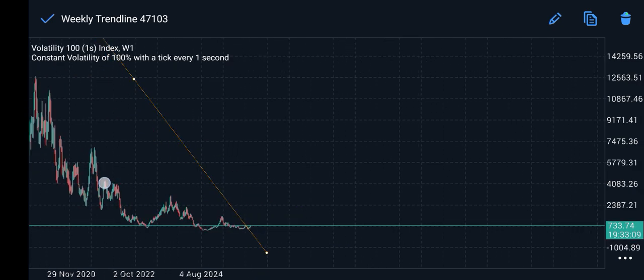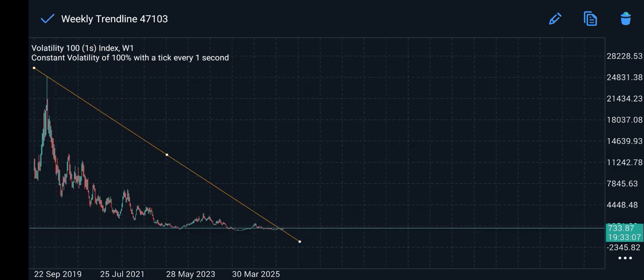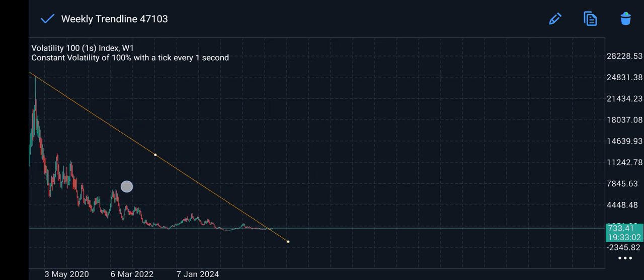Don't mind the screen. I don't know what has been the problem of the MT5 recently on mobile. It's been doing this kind of nonsense lately.